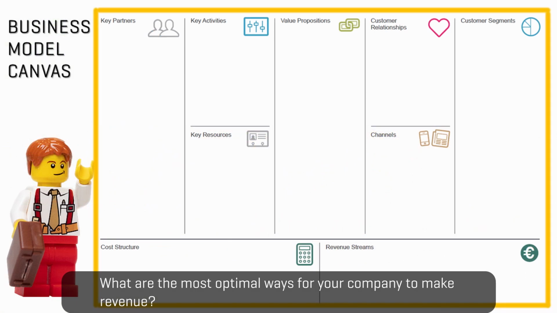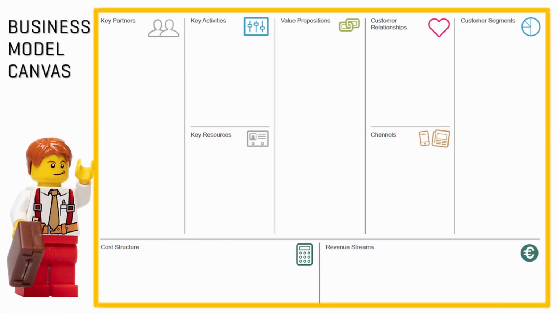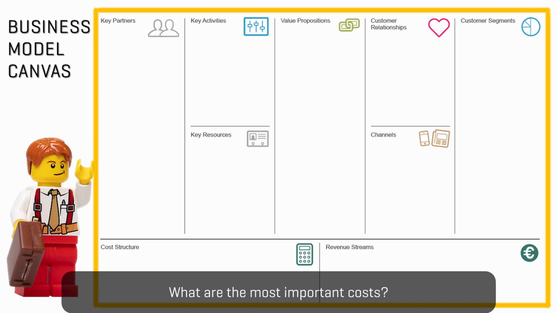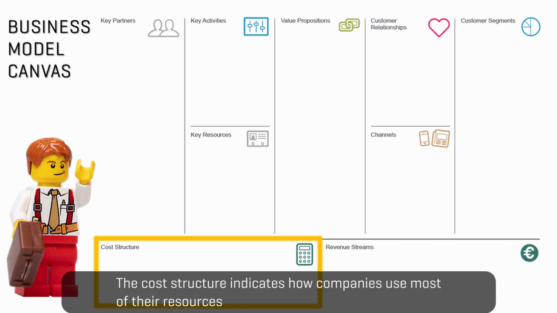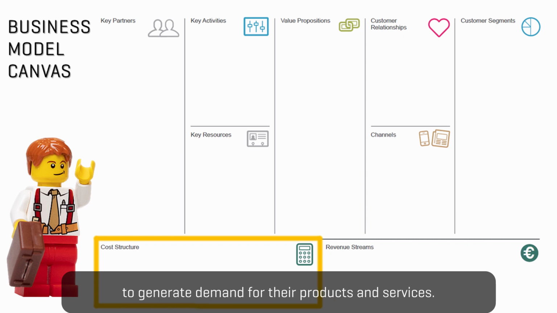What are the most optimal ways for your company to make revenue? What are the most important costs? In this video, we discuss company financials, which include the revenue streams and cost structure. The cost structure indicates how companies use most of their resources to generate demand for their products and services.